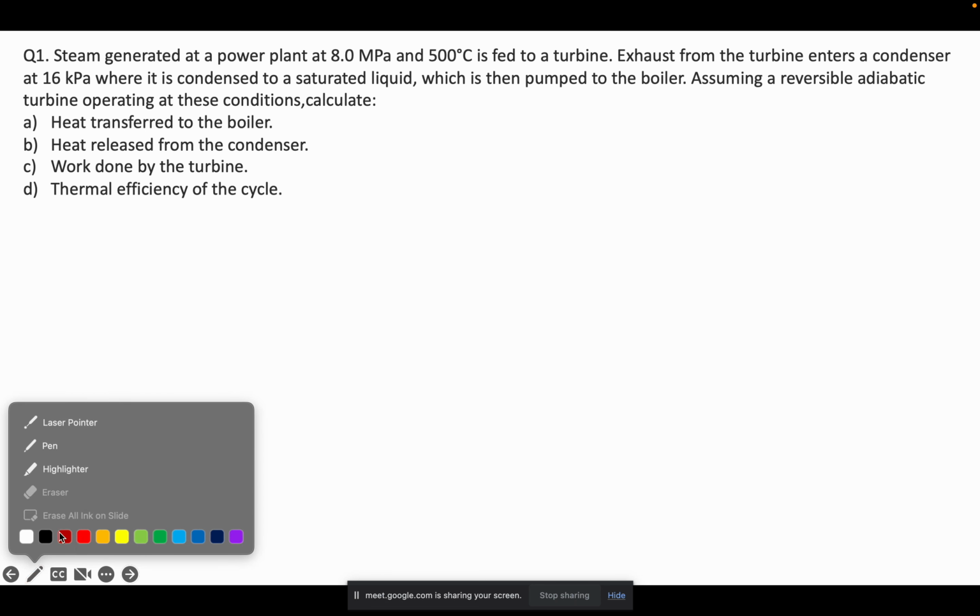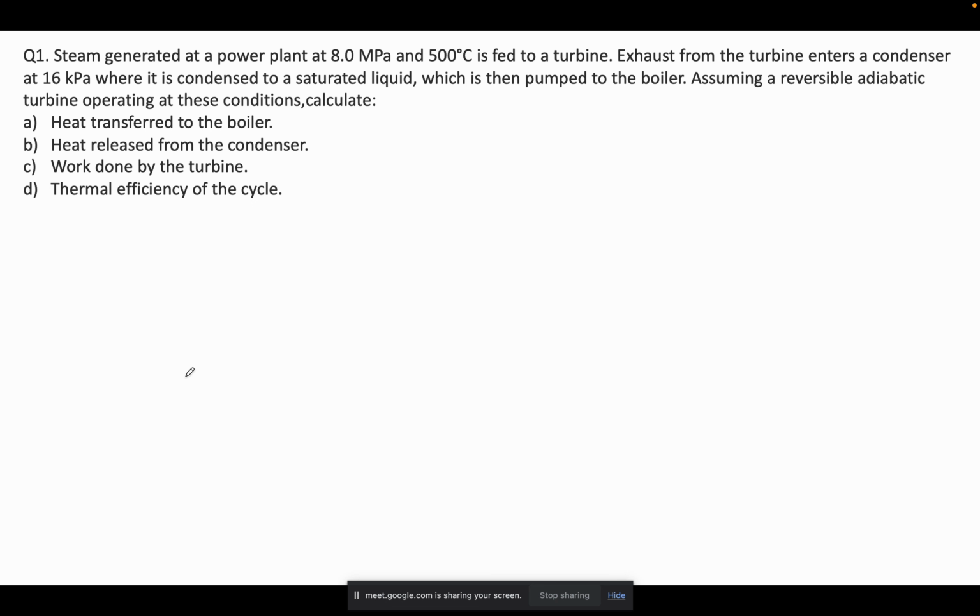Before solving this, let us quickly look at the schematic diagram of a steam power plant. How does it look? There is a boiler at which the steam is generated. The boiler is basically a heat exchanger. So there is a boiler at which your steam gets generated.